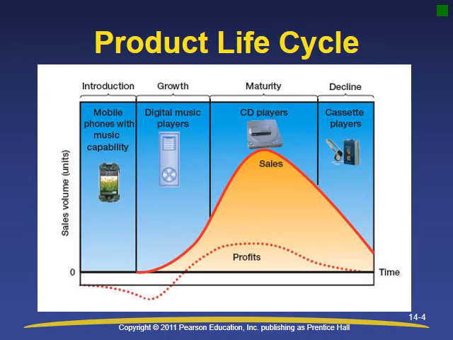Regardless of a product's classification, few products last forever. Most products go through a product life cycle, passing through 4 distinct stages in sales and profits. These stages are introduction, growth, maturity, and decline. As the product passes from stage to stage, various marketing approaches become appropriate.